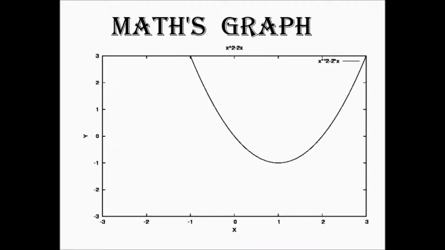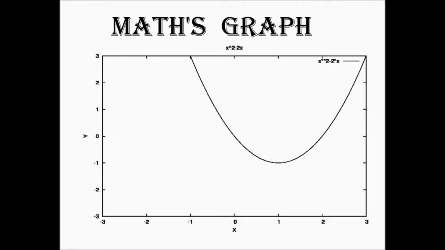Horizontal axis is labeled X and its range is between -3 to 3. Vertical axis is labeled Y and its range is between -3 to 3. Horizontal and vertical step value is 1. This graph is plotted from the equation y equals x power 2 minus 2 times x.